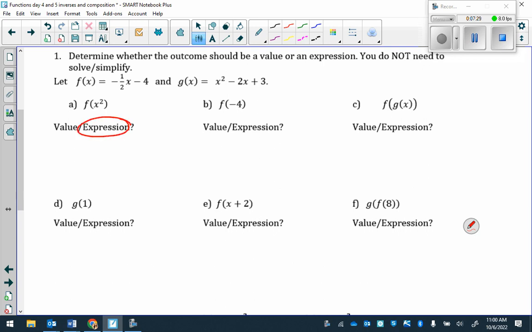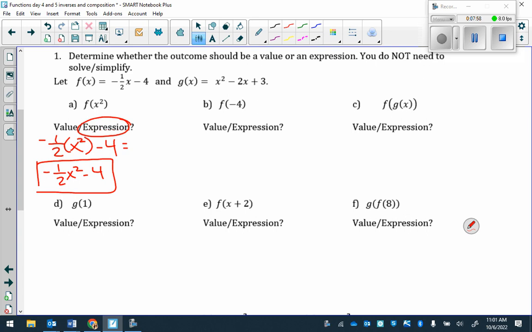Expression, okay? So f of x squared means I'm inputting x squared into the f function for x. So we have negative 1/2 times x squared minus 4. Okay, so our final answer is negative 1/2 x squared minus 4. That's all we're doing. We're just substituting in x squared.